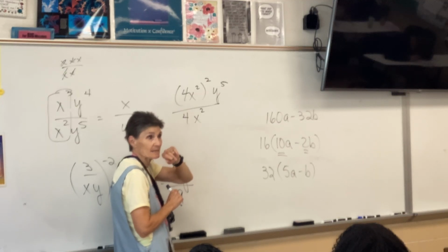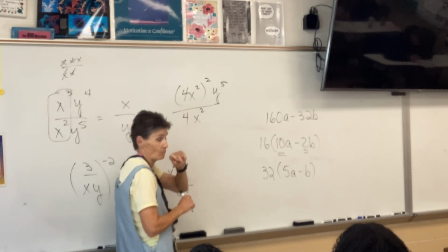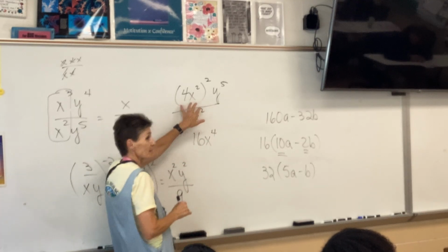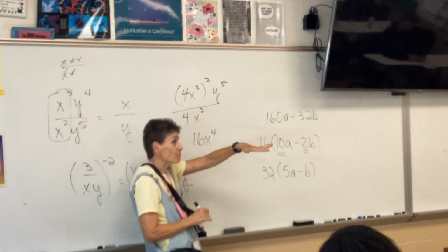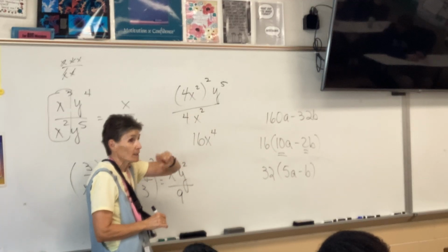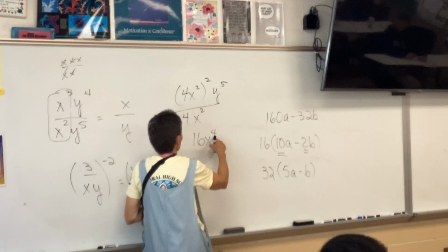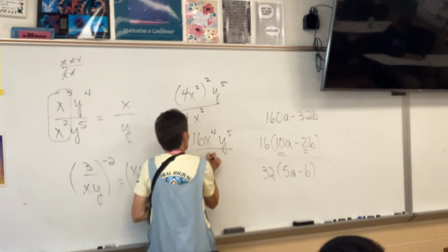Square. It'd be 16. Oh, 16, but they're still good. Boy, that's an easy mistake to make. Pay attention. Remember everything gets squared, including the 4. So we have 16x to the 4th, and then we solve our y to the 5th and 4x squared.